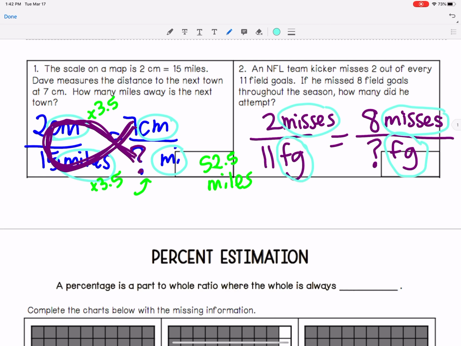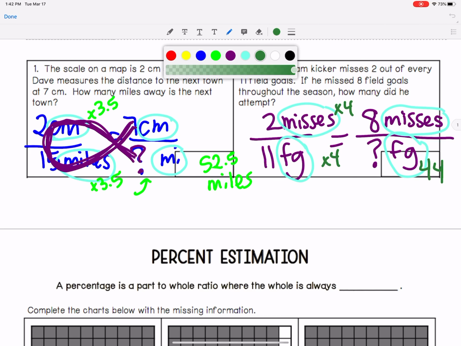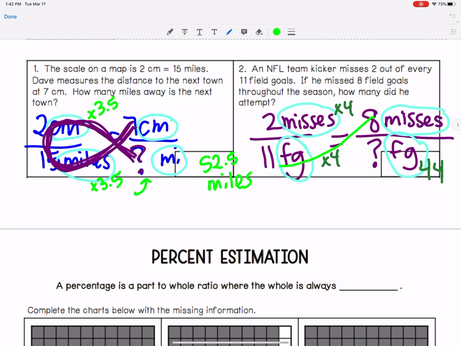Okay, so I'm going to use a different color here. What you could say is, how does he go from 2 misses to 8 misses? What are we multiplying by? Well, we're multiplying by 4. So what you do to the top, you have to do to the bottom in order to keep everything proportional. So 11 times 4, that gives us 44. Another way that you could solve this, let's switch colors again, is you could do 8 times 11 divided by 2, and that will give you your answer of 44. And my answer would be 44 field goals. I just don't want to write it out, so I'm just going to say FG.